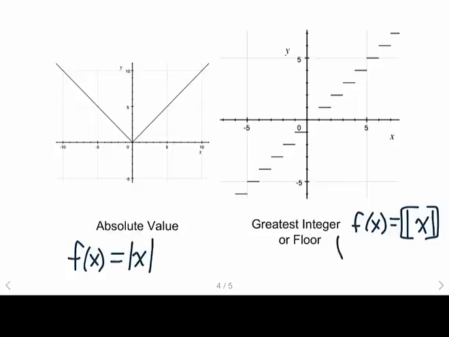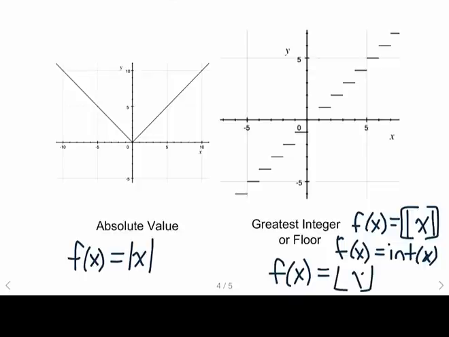Or you might see f of x is equal to int x. That's just indicating it's the greatest integer. Or I've actually even seen f of x is equal to, looks like a little forward and backward L. That's kind of indicative of it being a floor function. And again, we'll explore that a little bit more in a minute.